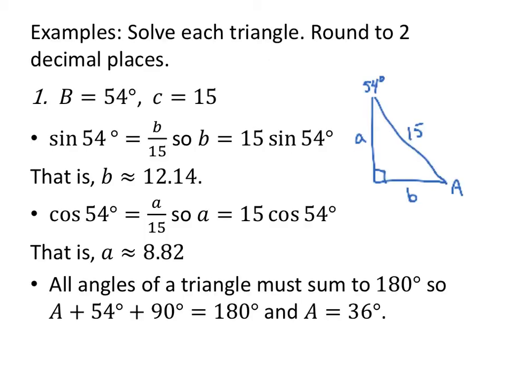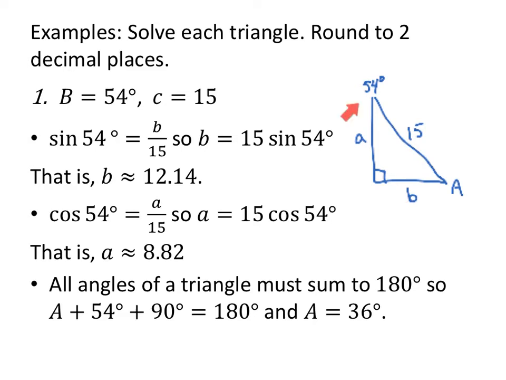So we're going to solve this triangle and round to 2 decimal places when necessary. I'm given that angle B is 54 degrees, and that side C is 15. Remember, side C is always going to be the hypotenuse across from the right angle. We don't need to solve for the right angle. It's going to be 90 degrees. So we really need to now find angle A and side B.